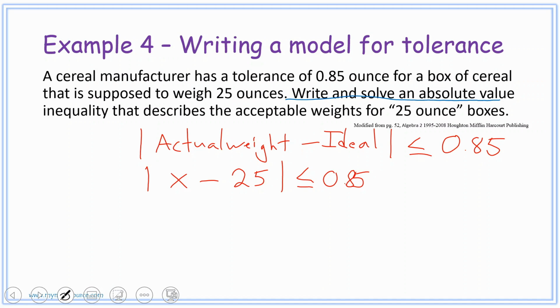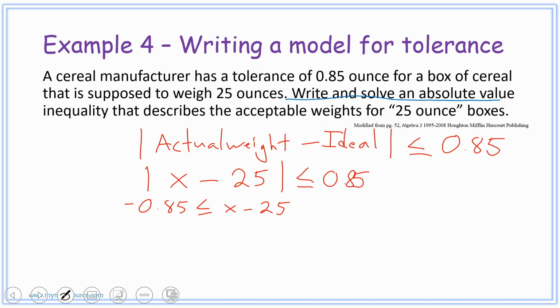And because it's less than or equal to, we can go ahead and solve it using our understanding that we just went over. And so that means that we're going to have on the left side negative 0.85. That's the lower end, as I showed with the little diagram. And that's going to be less than or equal to x subtract 25.